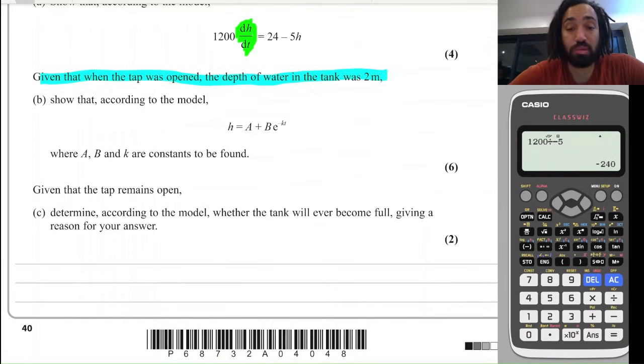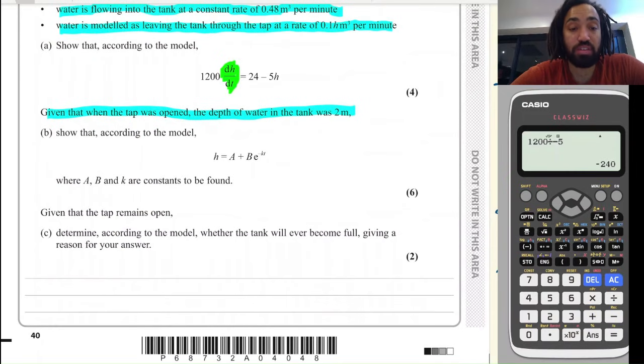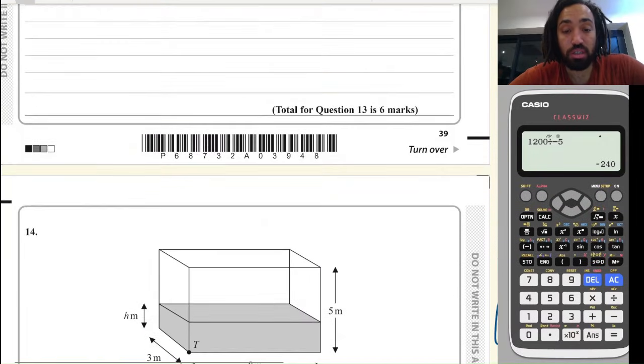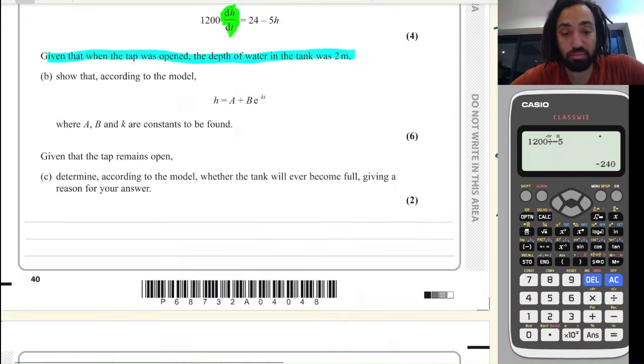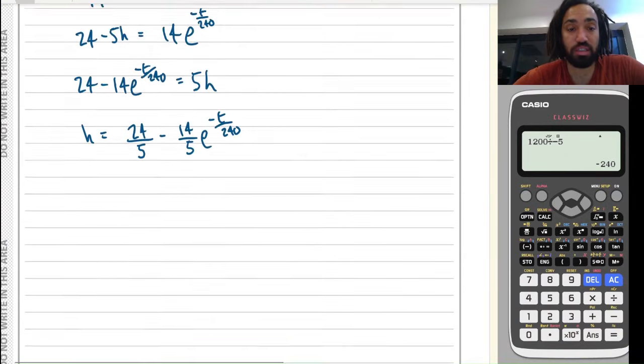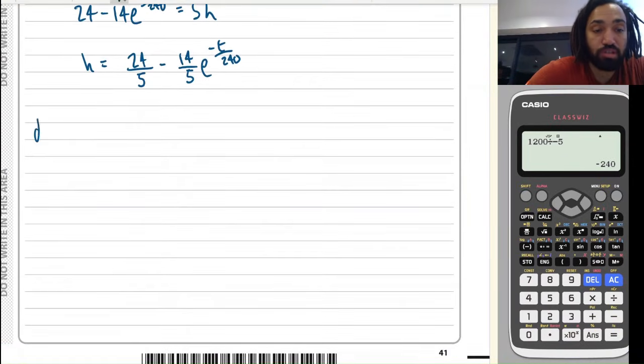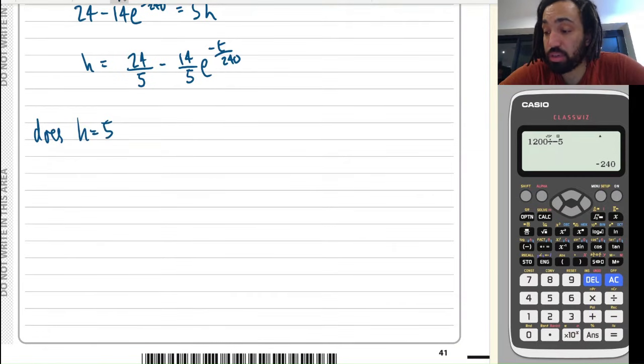Okay, right, next part, C. Given that the tap remains open, determine according to the model whether the tank will ever become full, giving a reason for your answer. Well, for the tank to become full, h must equal 5. So let's solve that and see if that happens. So does h equal 5 is essentially the question that they're asking us.